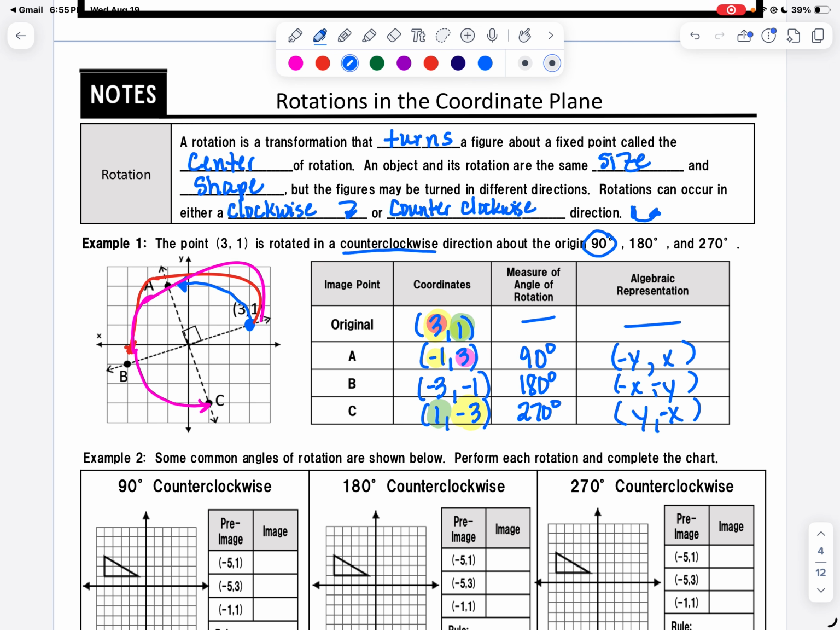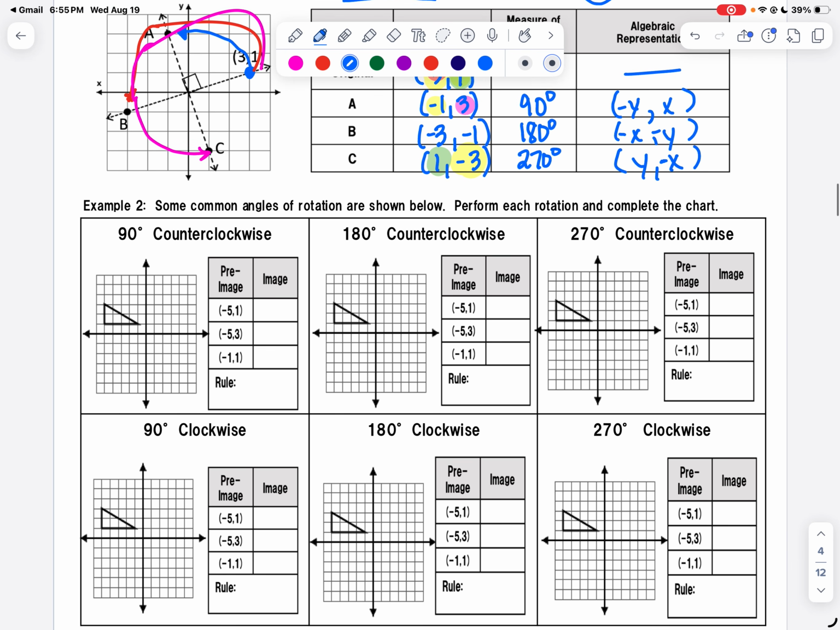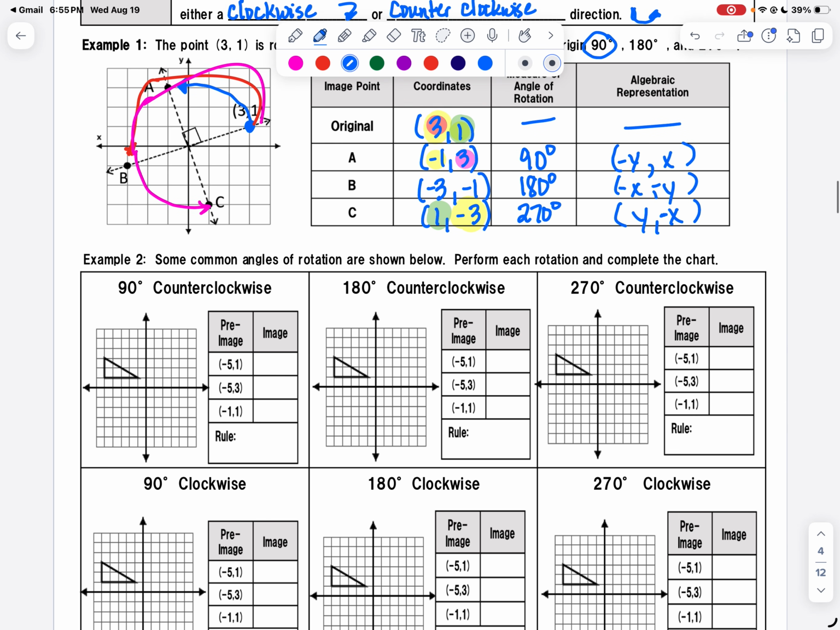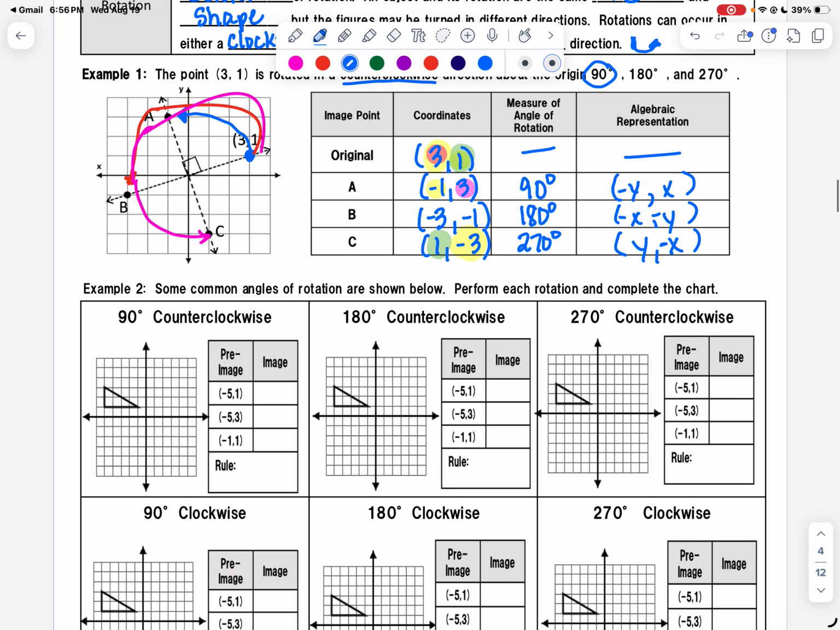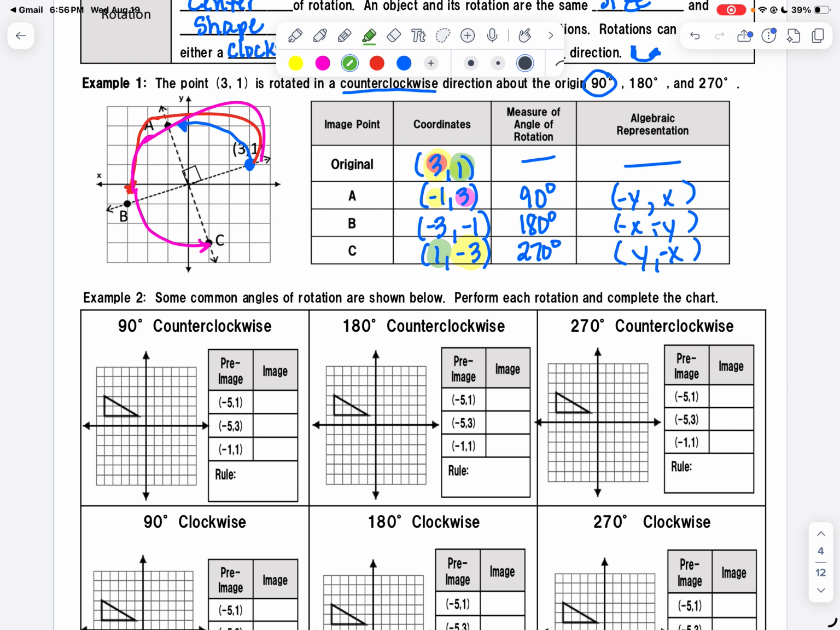Now we're going to take these rules and apply them to an actual figure. In example 2, it says some common angles of rotation are shown below. Perform each rotation and complete the chart. In our first rotation, we have a 90 degrees counterclockwise. Look back up at the chart we made up here, and you can see here's your rule for 90 degrees counterclockwise, and it is (-y, x). So let's write that rule down real quick.